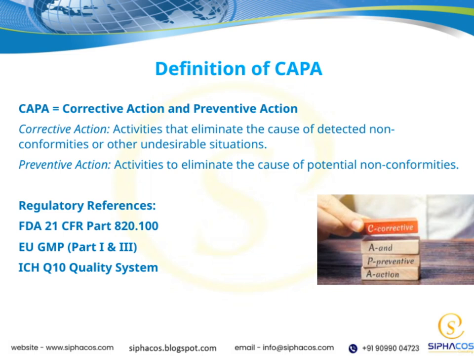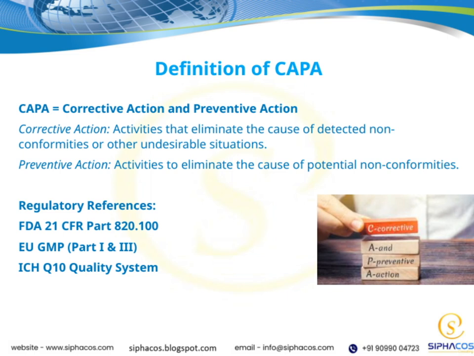again. On the other hand, preventive action focuses on identifying and eliminating the causes of potential nonconformities before they even occur. It's about being proactive rather than reactive. By doing so, we can prevent problems from arising in the first place, saving time and resources down the line.